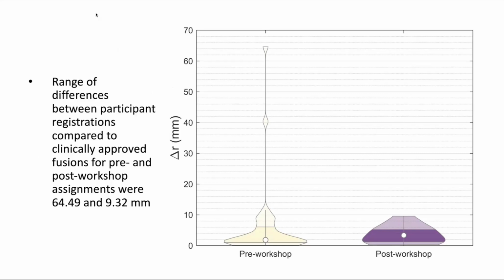So this is a violin plot, which is really showing the pre-workshop in yellow, post in purple. On the y-axis, what we're looking at is the magnitude of translational differences between participant and that gold standard previously approved fusion. The width of each violin plot corresponds to the frequency of data points around a certain value. So you can see that before the workshop, there were several outlier data points, outlier assignments, which increased the total range to about 64.5 millimeters. And then after the workshop, these outliers did not exist. All the fusions were within 1 centimeter of that gold standard fusion.